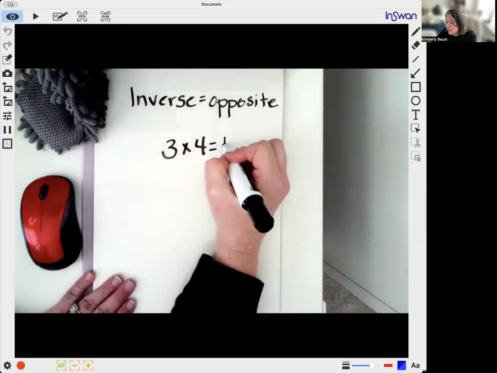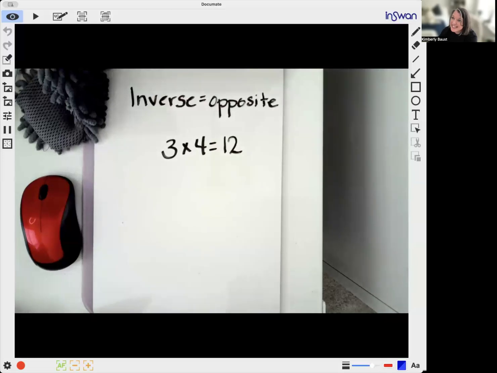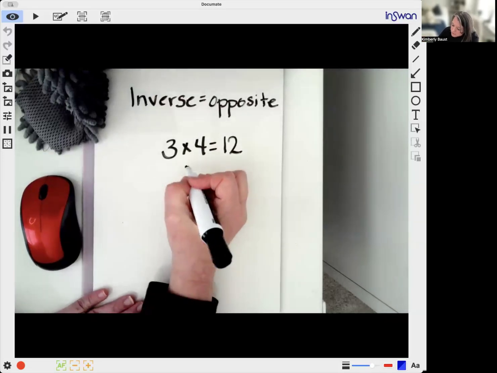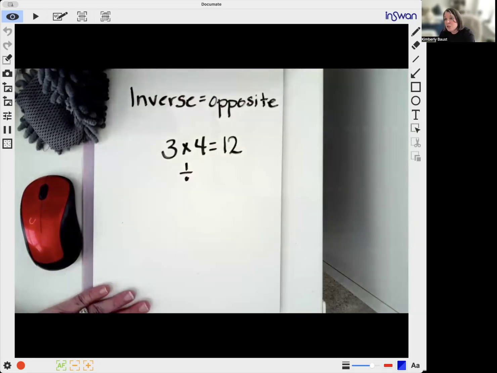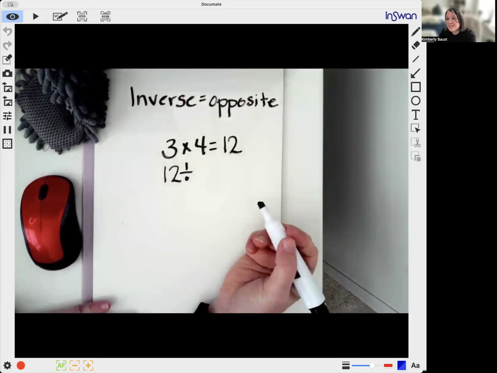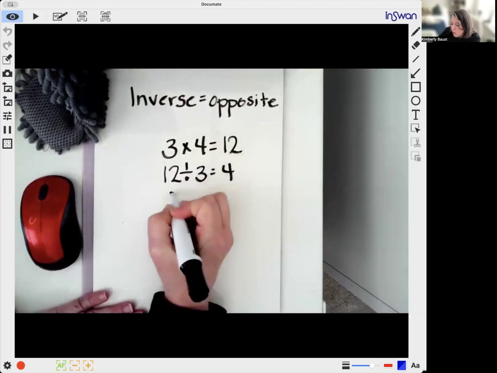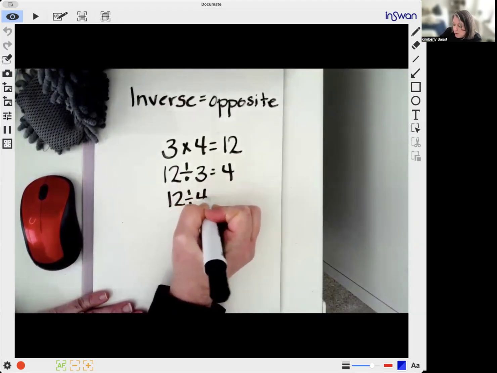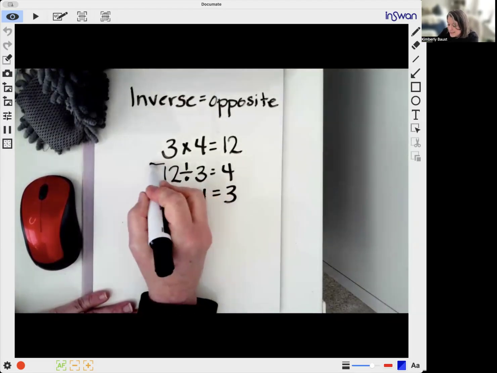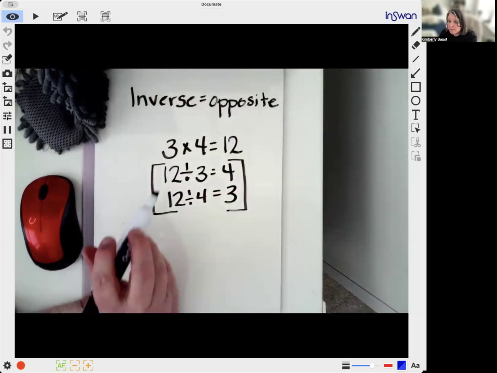3 times 4 is 12. And let's fill that in. What is the inverse, the opposite of multiplication? Division, right? And division means you are always starting with the large number, just like with subtraction, right? So we put our big number here, and then you can decide, fact family here, do you want to put 12 divided by 3 equals 4, or do you want to say 12 divided by 4 equals 3? It doesn't matter. They both are inverse operations, okay?